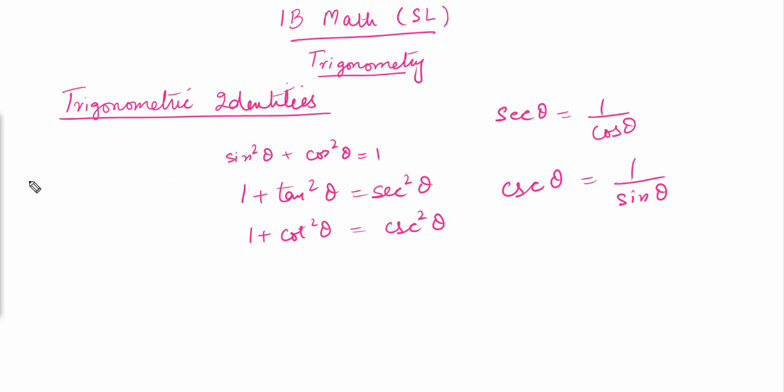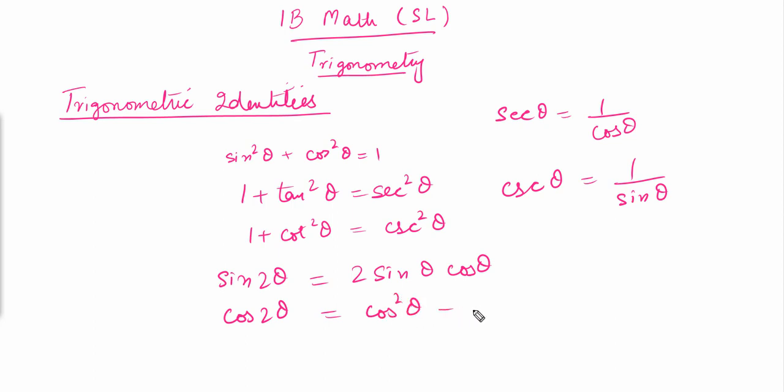Now in order to see the double angle identities, it's like this: sine of 2 theta is equal to 2 sine theta cos theta. Then comes cos of 2 theta, that would be equal to cos square theta minus sine square theta. We can also write it as 1 minus 2 sine square theta, or we can also write it as 2 cos square theta minus 1. So this is for cos of 2 theta.